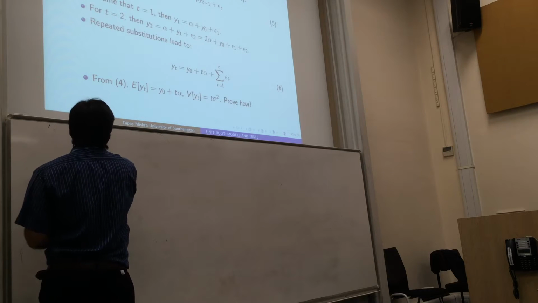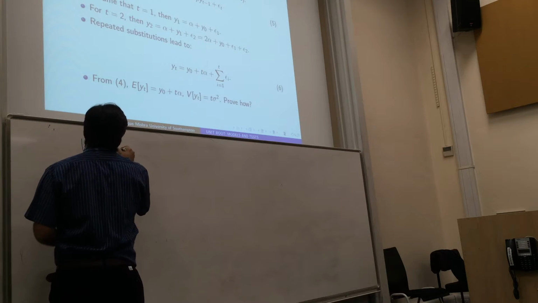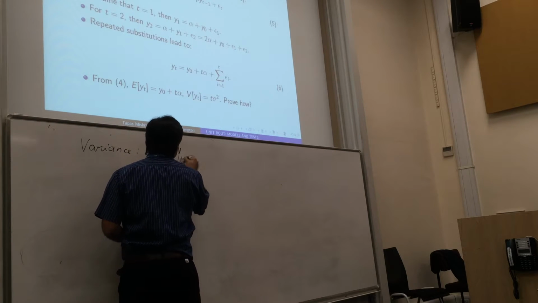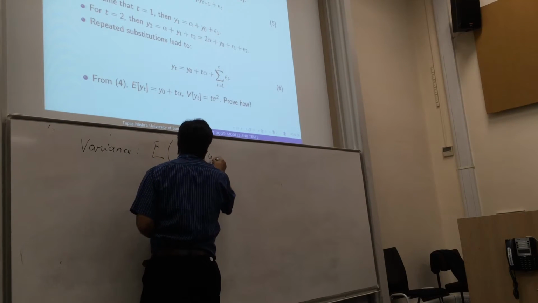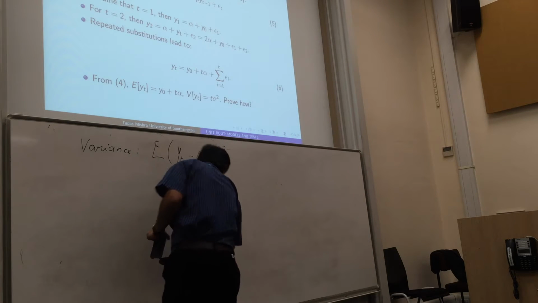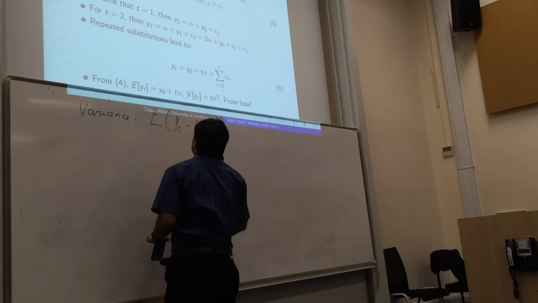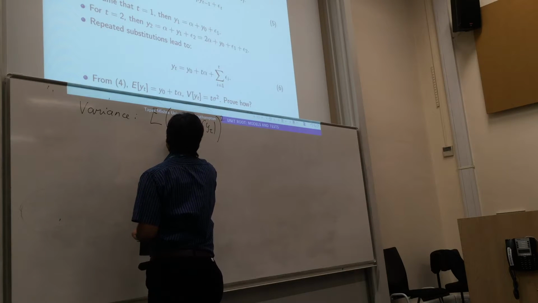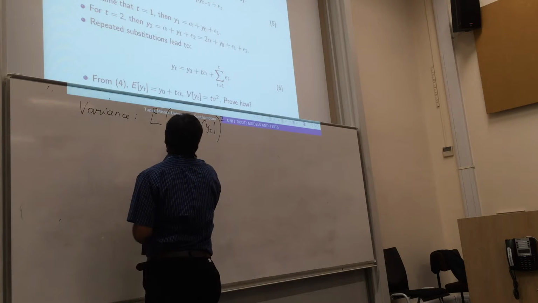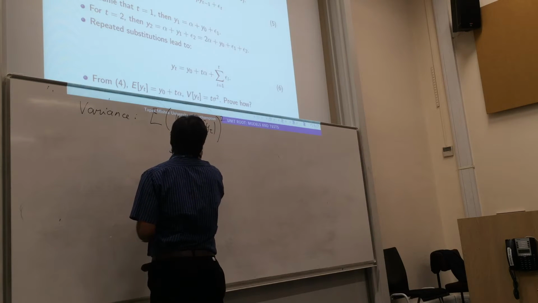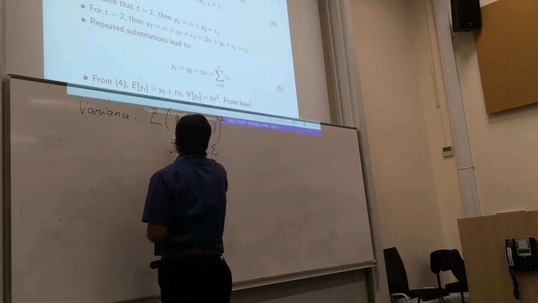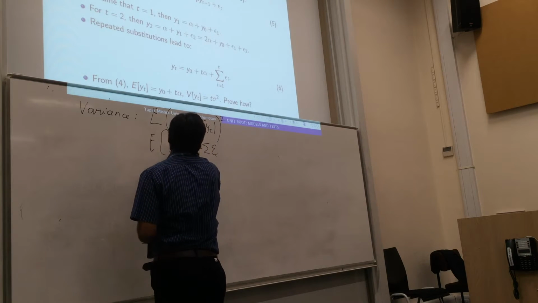So the variance again. Expectation of yt minus expectation of yt, squared. So that is what your variance is. Your yt in this case, given equation 6, is y0 plus t alpha plus the sum of et. So this is this part.